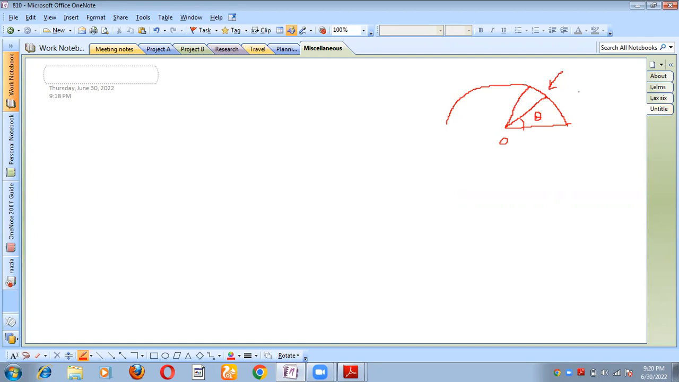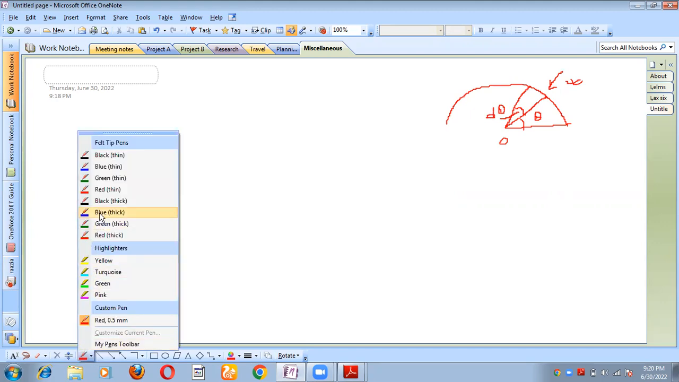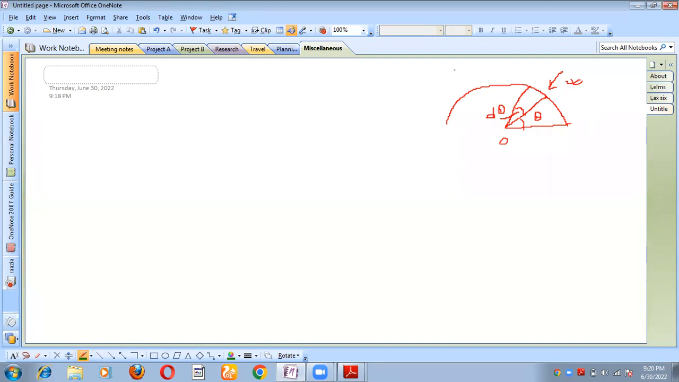Suppose this angle is d theta. There is a small element at angle theta, and the thickness of this elementary portion is d theta. So first we will find the electric field due to this elementary portion, and then we will integrate it.